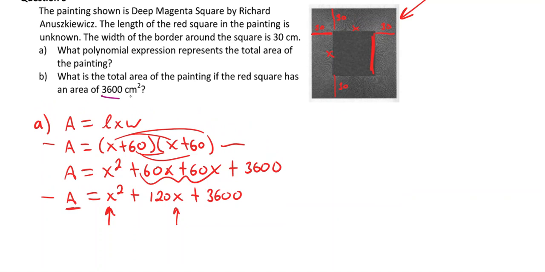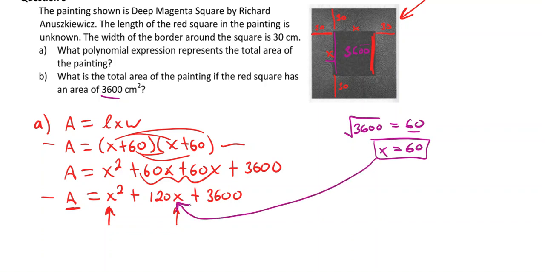Okay, so now it says, what's the total area of the painting if the red square has an area of 3,600? So they're saying the area of this is 3,600. We've done this before. How can we figure out what the side length is if the area is 3,600? That's just going to be taking the square root of 3,600. That's going to give us the side length of a square. So the square root of 3,600 is equal to 60, and that's what x is. So x is 60.